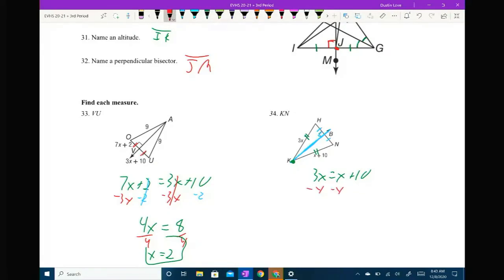Let's subtract x. That gives me 2x is equal to 10. Divide both sides by 2, which gives me x equals 5.